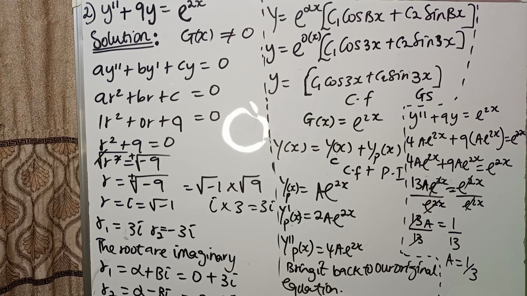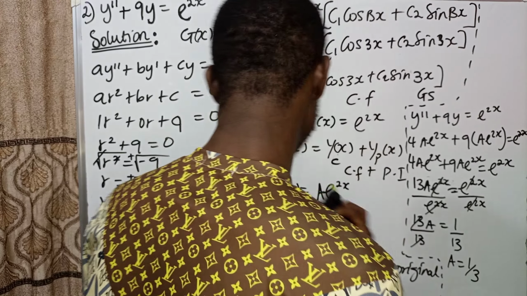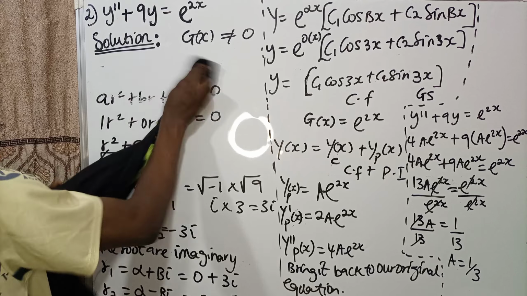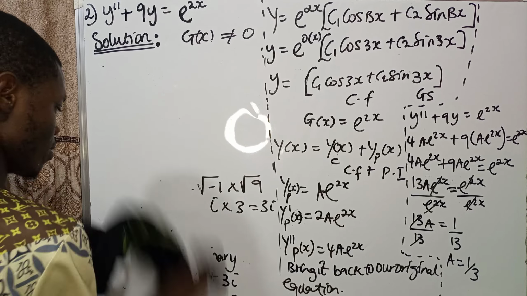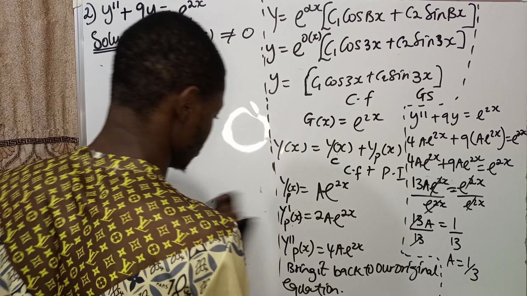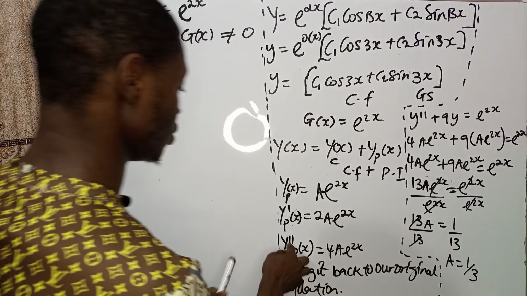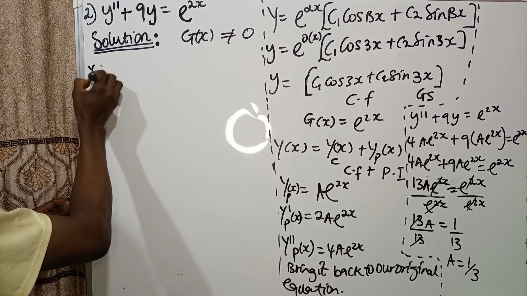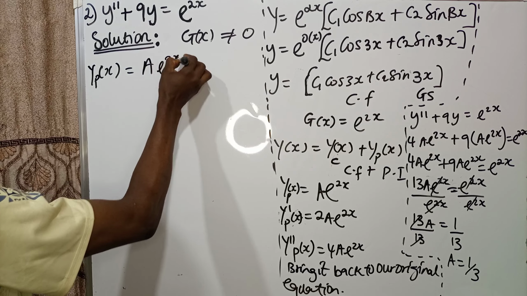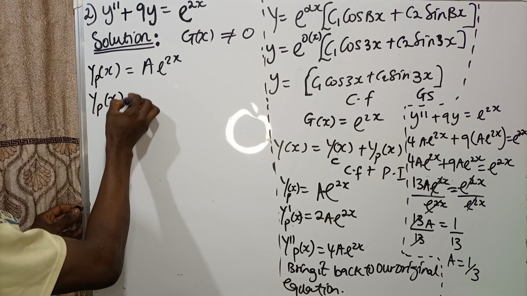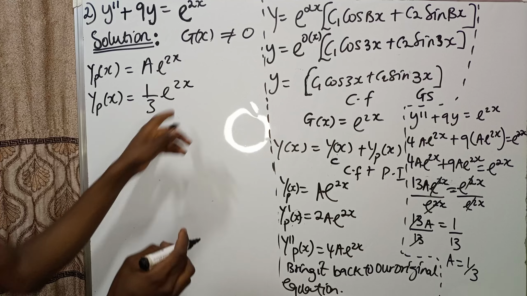So putting it back in y_p(x), y_p(x) is equal to a e^(2x). Our a is 1 over 13, so y_p(x) = (1/13) e^(2x). Now we have gotten this.